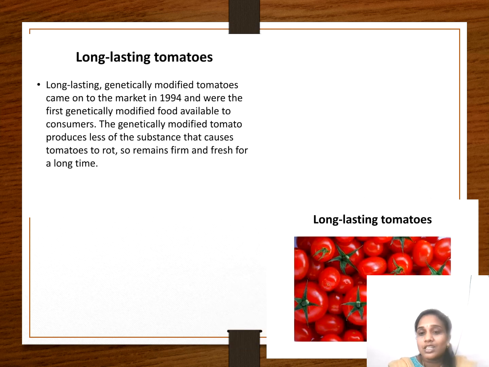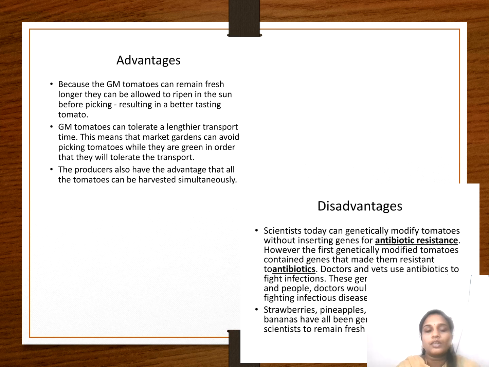So this is the long-lasting tomato. The genetically modified tomatoes came on the market in the year 1994 and were the first genetically modified food available to consumers. The genetically modified tomato produces less of the substance that causes tomatoes to rot, so it remains firm and fresh for a long time. Advantages. Because the genetically modified tomatoes can remain fresh longer, they can be allowed to ripen in the sun before picking, resulting in a better tasting tomato.